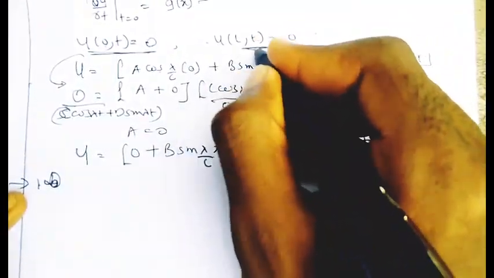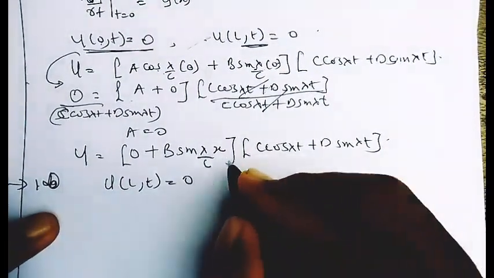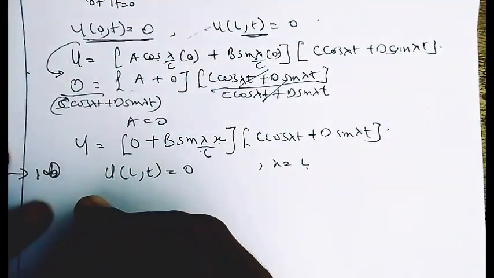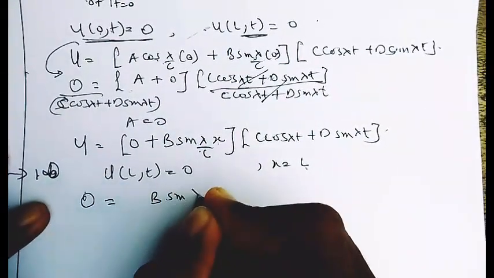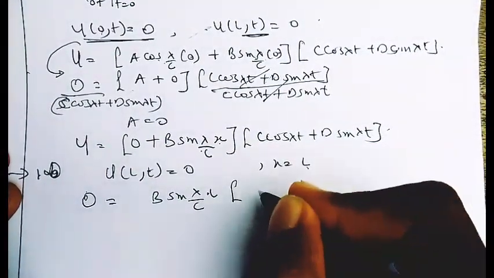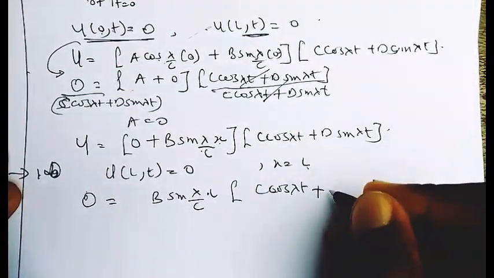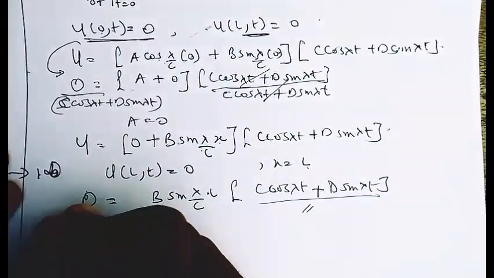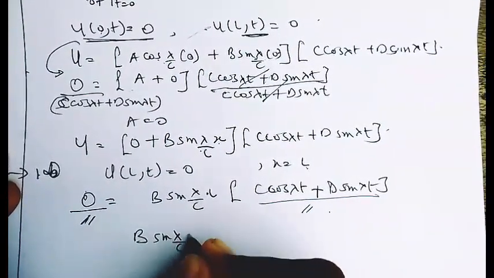So I'm going to apply my second boundary condition, in which it says u, when x is equal to L, is also 0. So I'm going to apply it here too. So when x is equal to L, substituting L here, u is equal to 0. So this is 0 equals b sin(lambda/c L), times (c cos lambda t plus d sin lambda t). You're not substituting anything here because this is a function of t. So now I'm dividing through by this. So my b sin(lambda/c L) is equal to what?